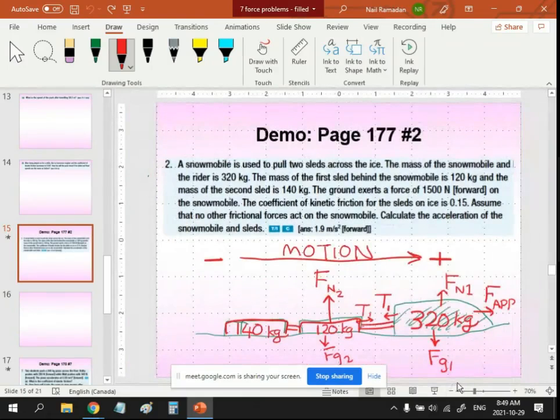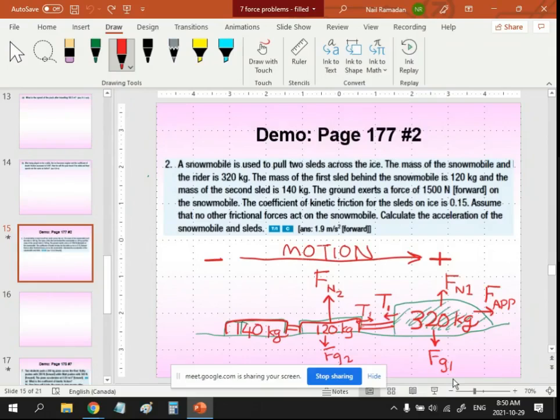Is there friction on this one? Is there friction on the first sled? There's the coefficient of kinetic friction for the sled. So this one has what? Has Fs or Fk because it's already in motion. So I don't have space here.